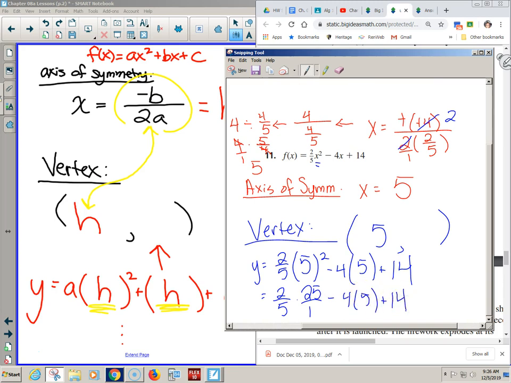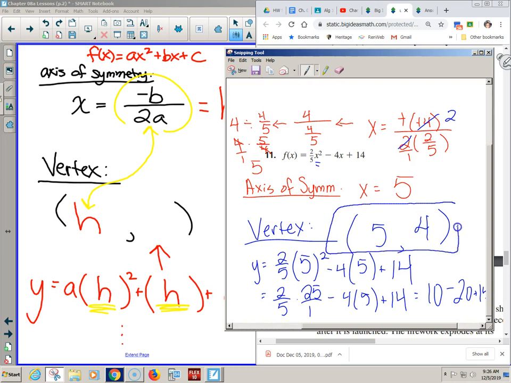PEMDAS would tell me to do what next? Multiplication. All the multiplications. Don't I have 2? I can multiply this to be 50 over 5, or I could reduce to be 1 and 5, and either way I get what for this? 10, yeah. Minus another multiplication, 20, and then an addition. I know it's getting a little bit rough right there, but then we can say 10 minus 20. Remember, we just add or subtract left to right. 10 minus 20 is negative 10. Negative 10 plus 14 is... I should box the vertex, sorry. Bigger box. There we go.